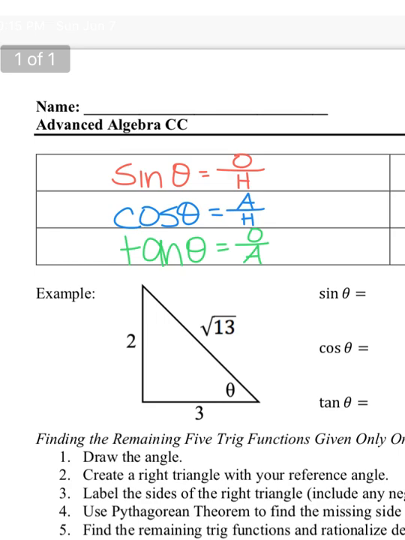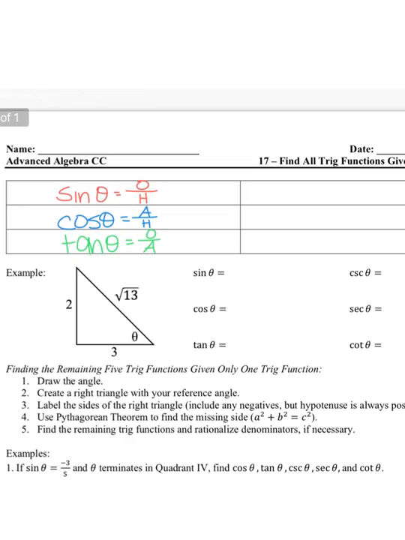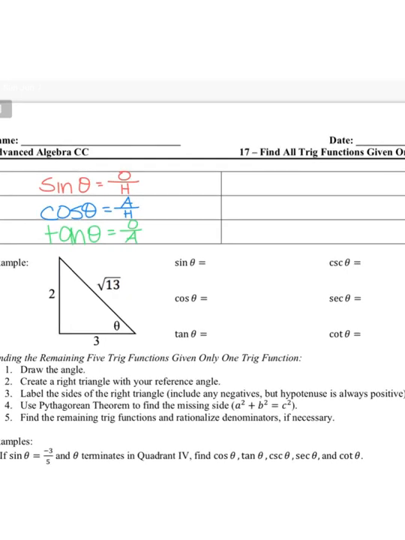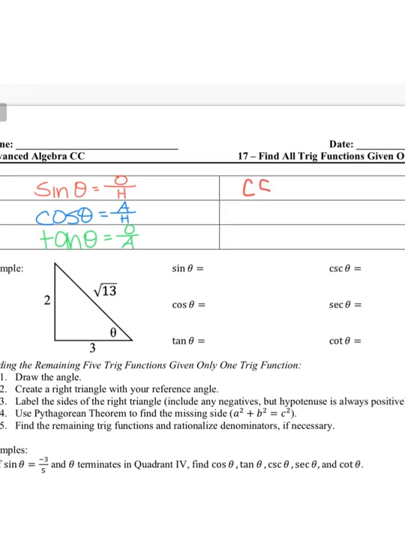SOHCAHTOA. Now, we can also do that with the reciprocal functions. There's not a new phrase that you're going to learn. You're just going to take the reciprocal of these. So if the sine of theta is opposite over hypotenuse, the reciprocal of sine is cosecant. And if sine is opposite over hypotenuse, that means that cosecant is hypotenuse over opposite. You're just going to flip it.